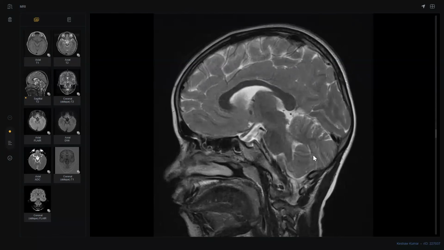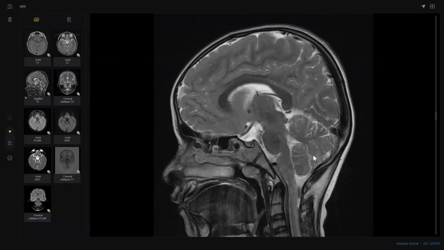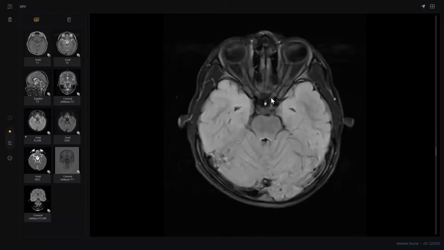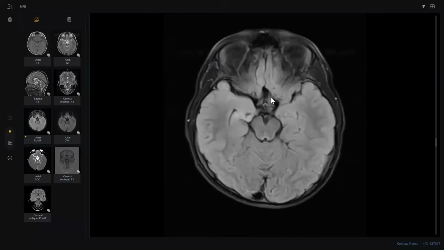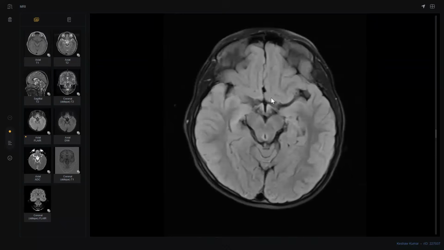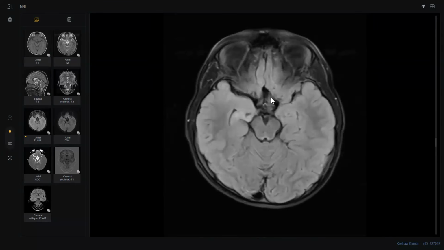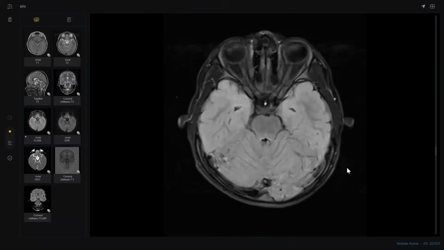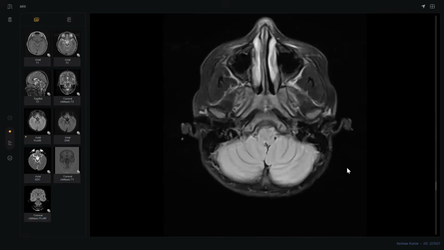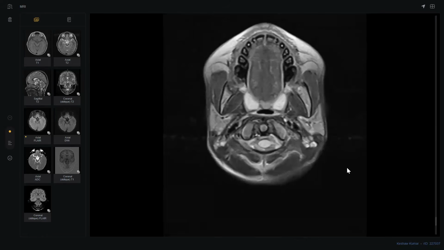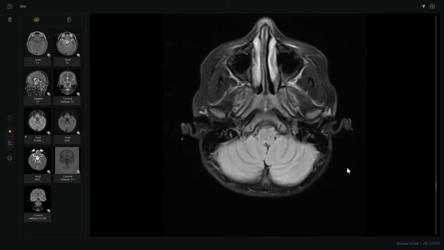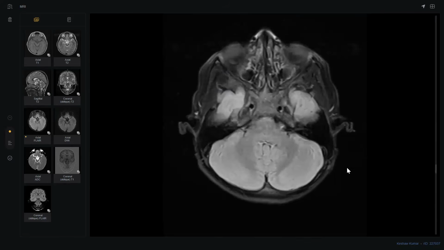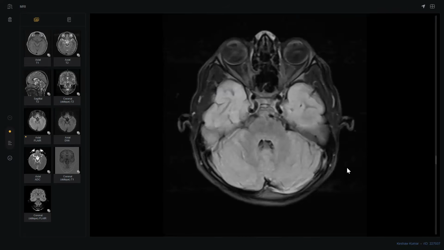Which sequence do you want? The FLAIR. Which FLAIR? If FLAIR coronal or T2 coronal is available, so that I can have a look at the mesial hippocampal region. Only axial, sir. Okay, so these are the axial FLAIR images.